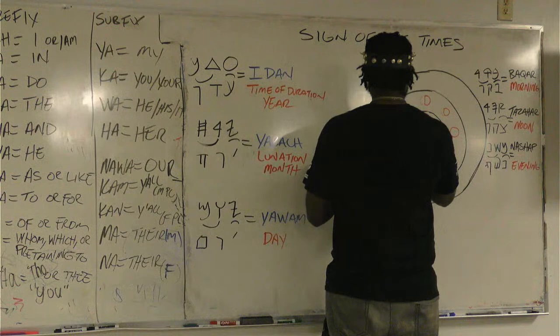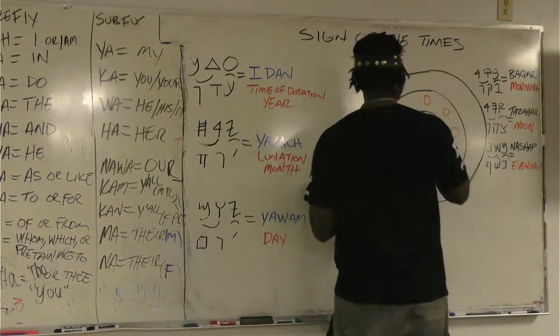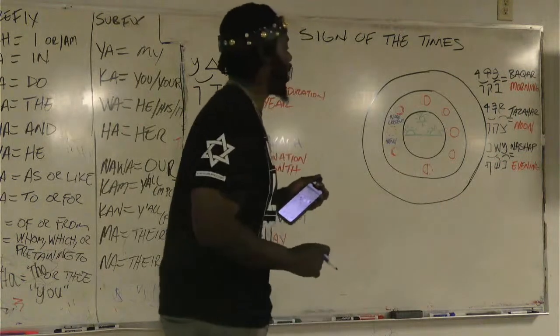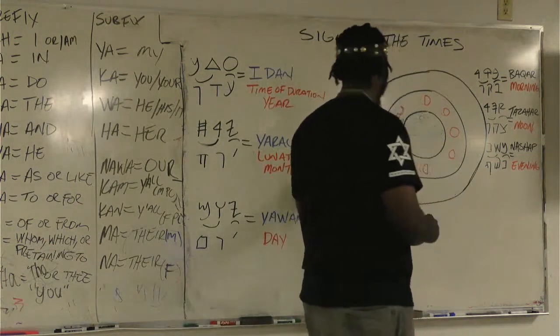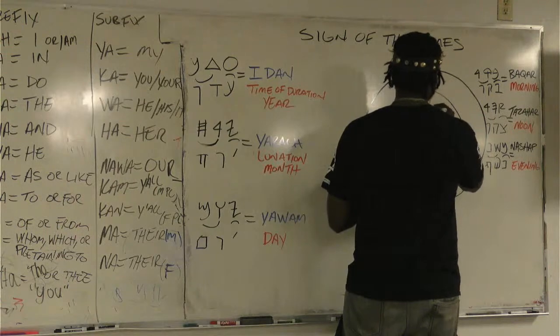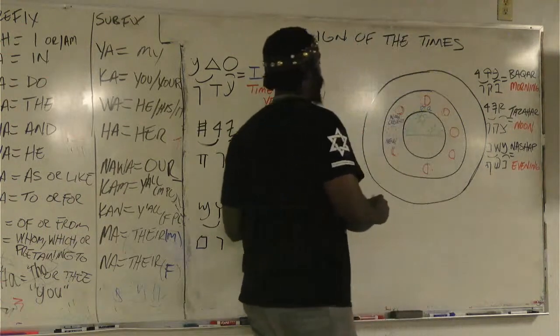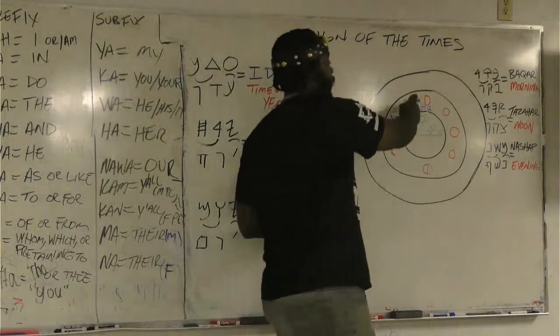waxing crescent. You know them rolls that everybody likes to eat? This is what they're named after. That's what a crescent roll is named after. It's named after the moon. So you have a waxing crescent. Then you have a Qad Rabai, the first quarter moon.